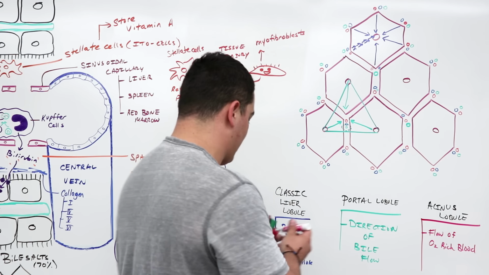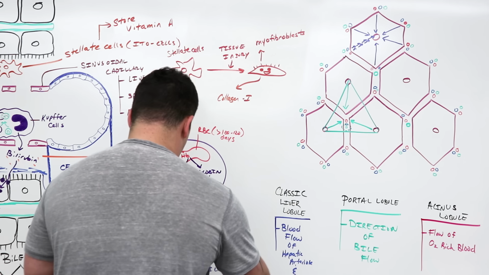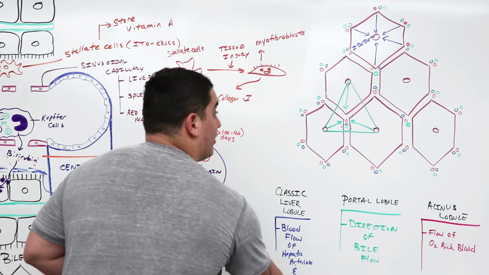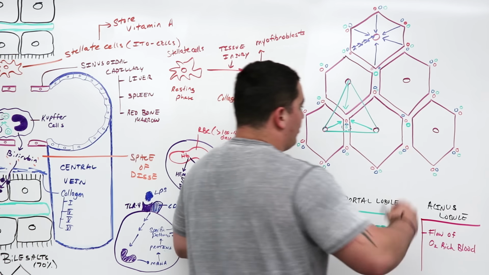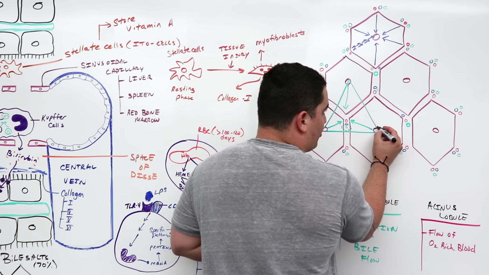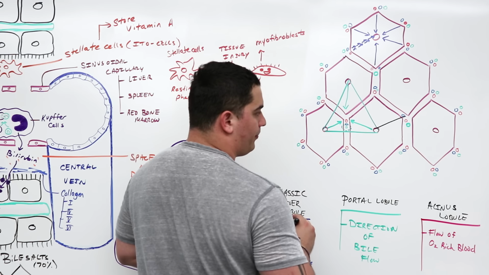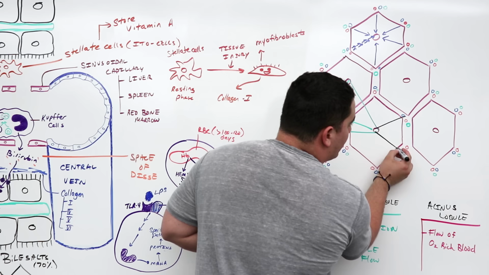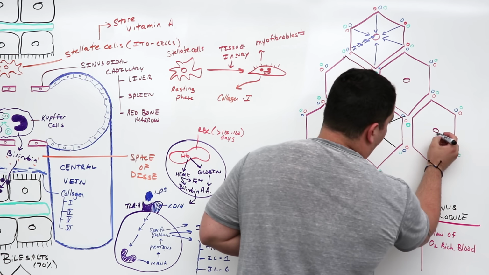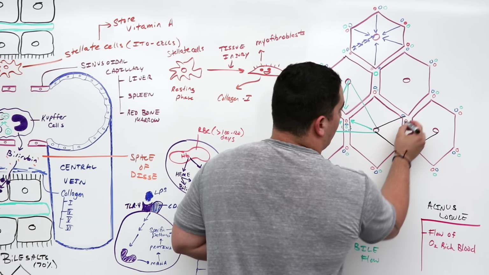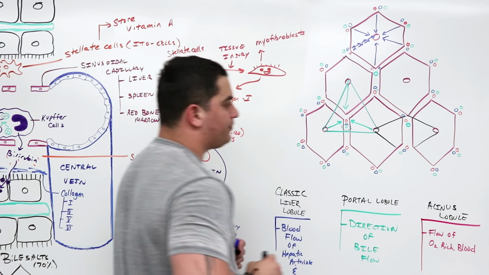So what I'm going to do is, let me do this one in black. What I have to do is, I have to take from this central vein, okay? I'm going to go to that point of the lobule. Then from that, I'm going to go to this point of the lobule. And I'm going to do the same thing over here. I'm going to work to this point, and I'm going to work to this point.